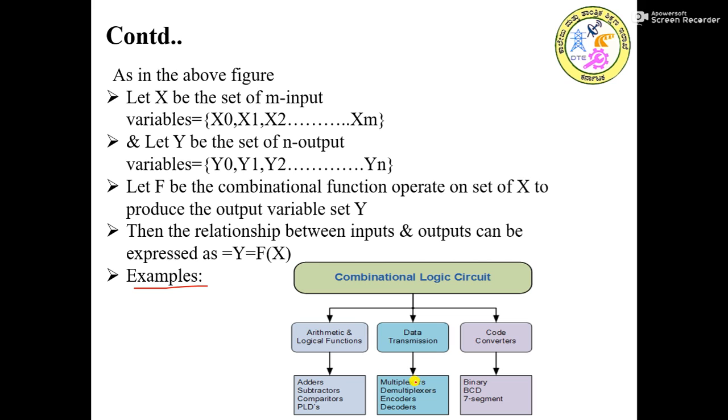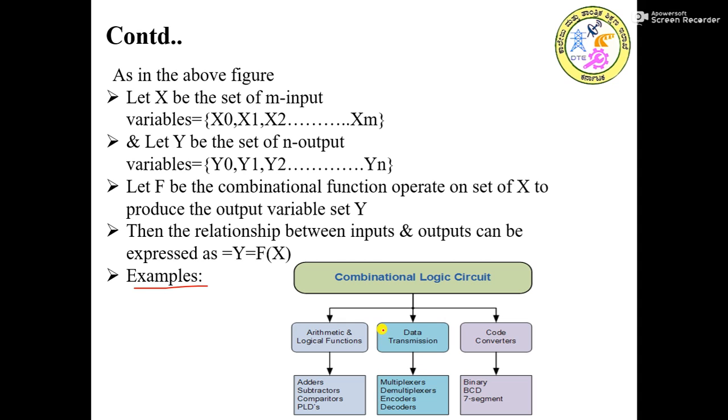Data transmission. In data transmission, you can have the multiplexers, demultiplexers, encoders, as well as decoders. There are some code converters also. Binary to decimal decoders, or decimal to binary encoders, BCD to decimal decoders or encoders, or BCD to 7 segment decoder. So these are the code converters and data transmissions, as well as the arithmetic and logical functions. Or simply you can write the names as multiplexers, demultiplexers, encoders, decoders. These are the examples for combinational logic circuits.